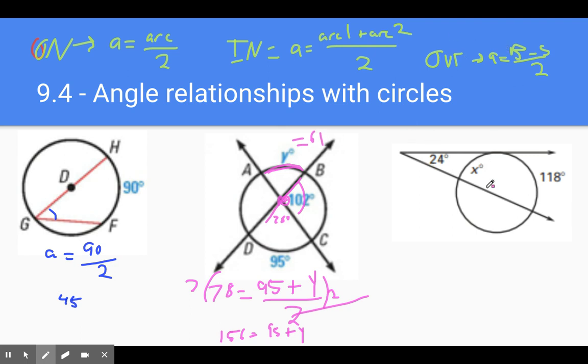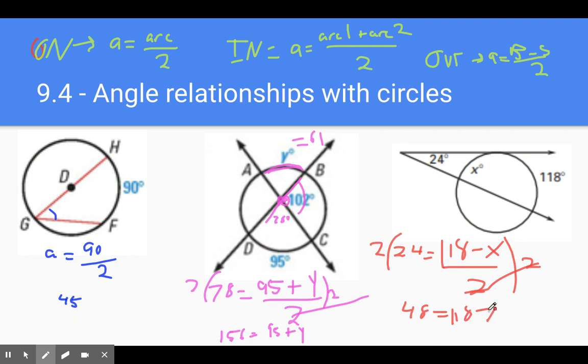All right, over here we're working outside. If we do another color, outside the angle, which is 24, is equal to the big arc, which is 118, minus the small arc, which is x, divided by 2. We have to multiply both sides by 2 again. Those cancel. 24 times 2 gives us 48, equals 118 minus x.